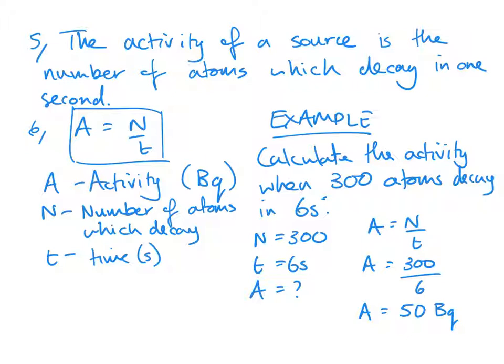So activity is a kind of idealised thing, right? That if you could measure every single atom which could decay. Often when we're doing questions we'll talk about count rate, right? Or counts per minute. And that's just the proportion of the overall activity that we're measuring.